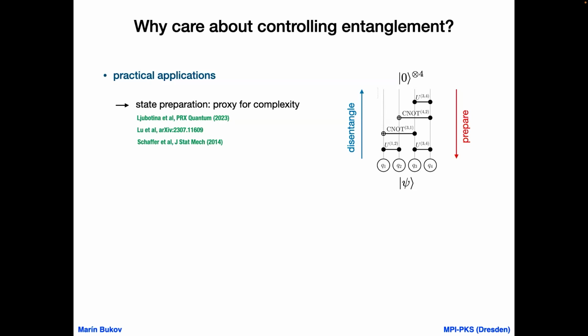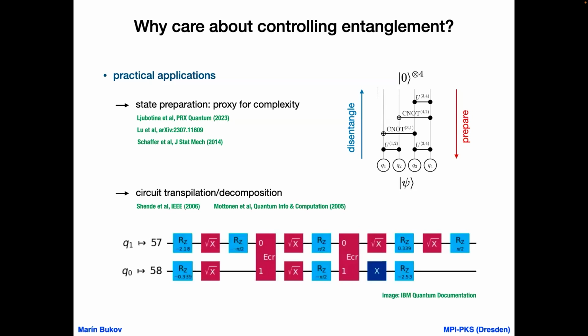Of course, preparing certain states is one thing, but you can go one level higher. This is something that I won't be talking about, but in principle, people are doing this, which is circuit decomposition or circuit transpilation. That is to say, if you have a unitary operation that you want to implement on a quantum computer, how do you decompose this unitary operation in terms of elementary native gates, which your computer can process? And this is, for instance, an image taken from the IBM Qiskit documentation, where you have a certain unitary which is decomposed into these elementary gates.